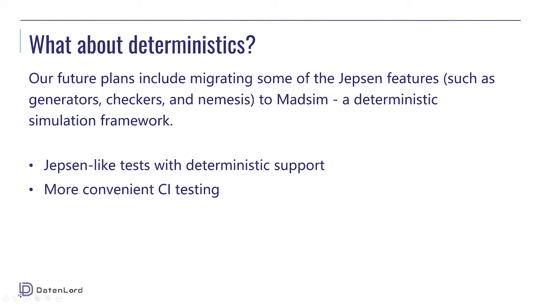To address this, we plan to migrate some of the Jepsen features, such as generators, checkers, and nemesis, to MadSim. MadSim is a deterministic simulation framework. This will allow us to conduct Jepsen-like tests while maintaining test determinism. It is expected to greatly improve debugging efficiency, as we can reproduce the same results deterministically.